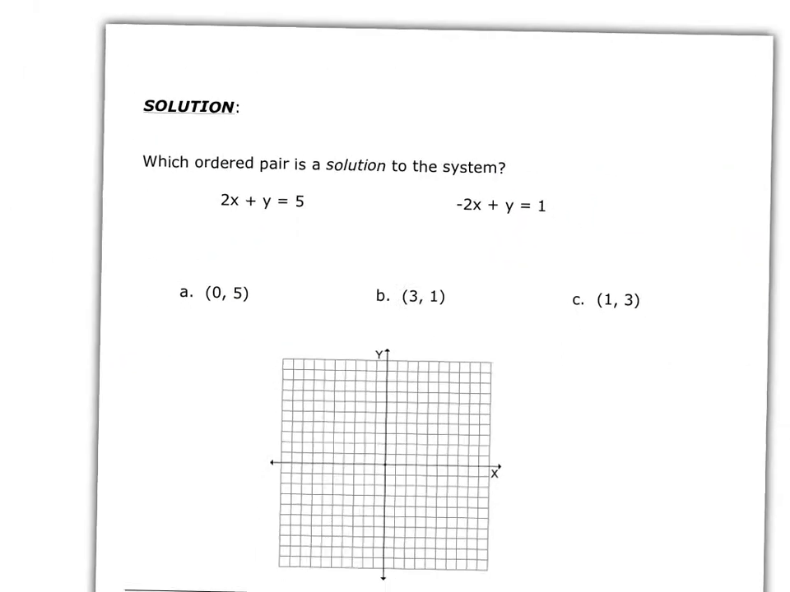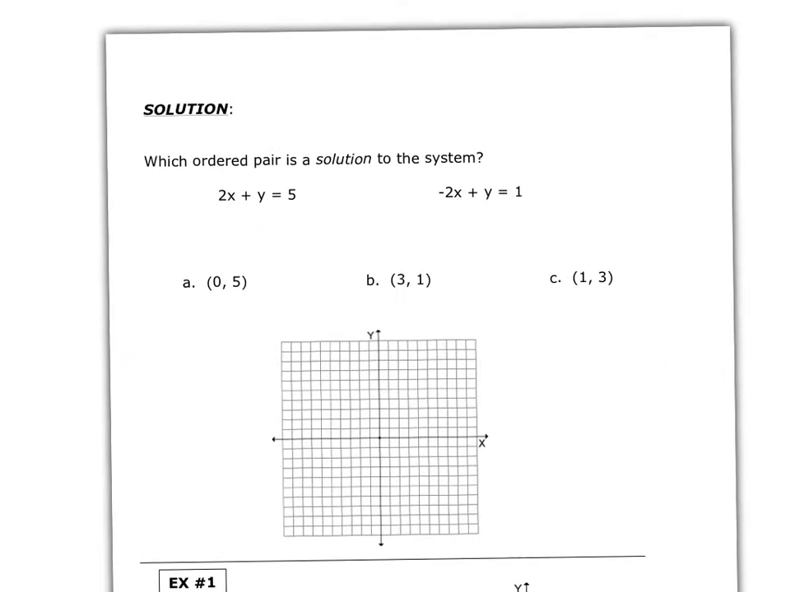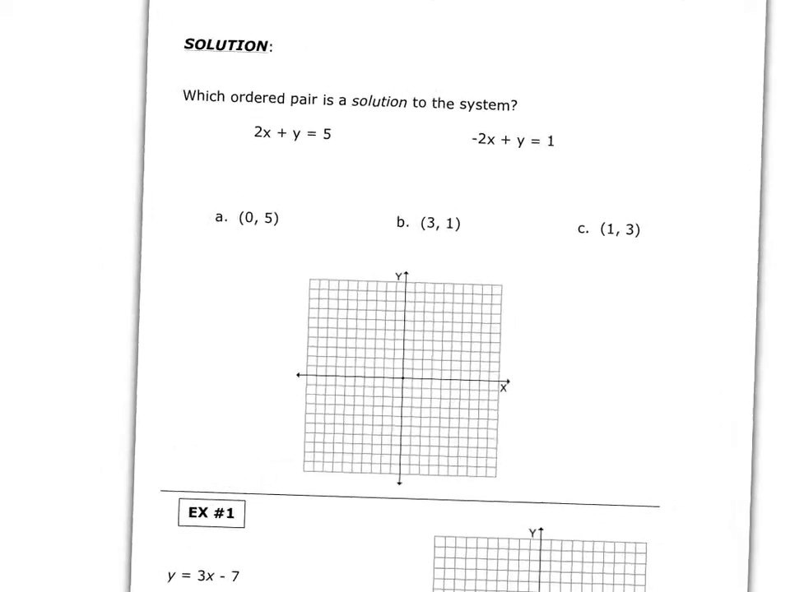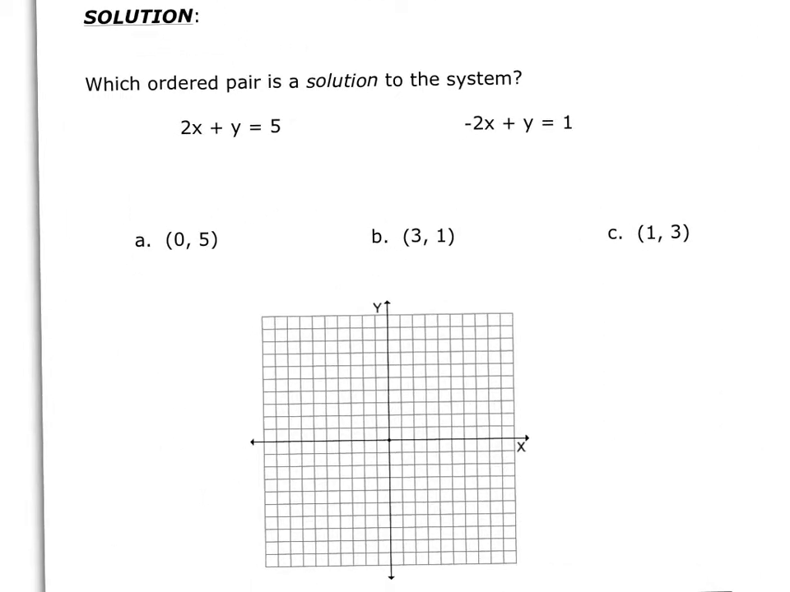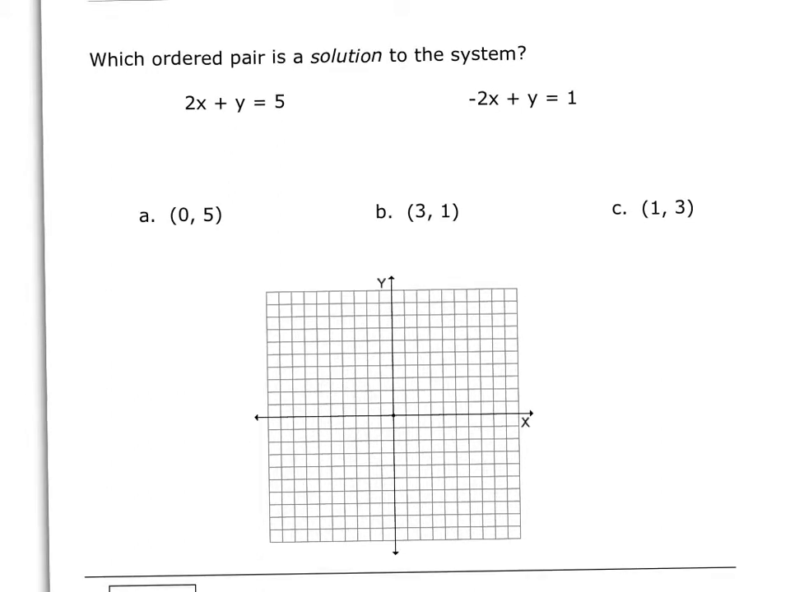All right. Okay, we need to decide which one of these ordered pairs is a solution to the system. So basically we need to plug in each one and figure out which one works for both. Let's try 0, 5 over here. That means we have to plug in 0 for x and 5 for y. So instead of x, we'll put a 0, and for y, we'll put 5.